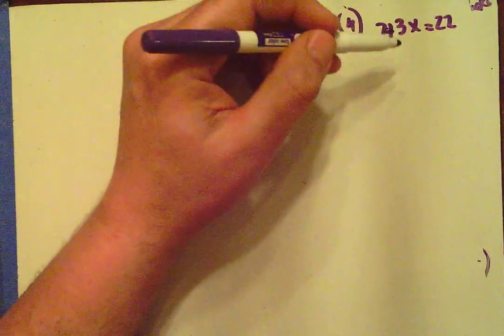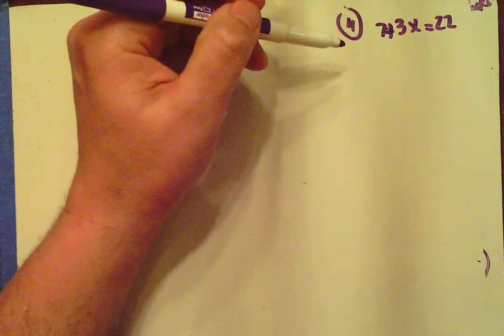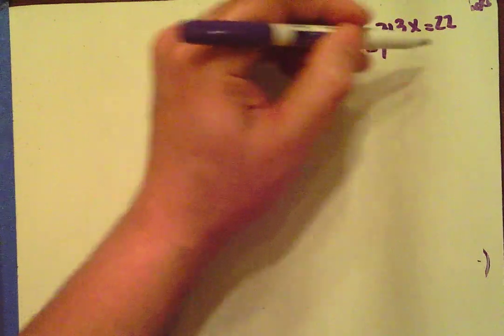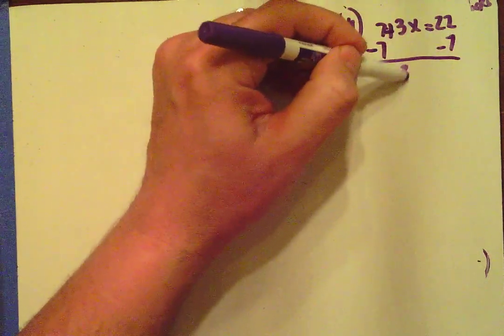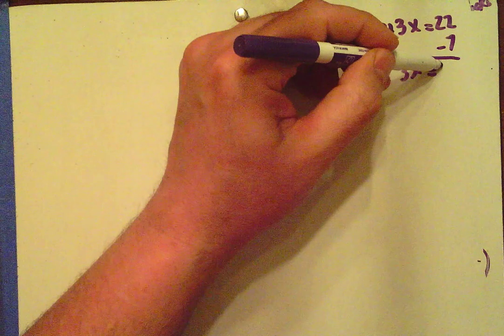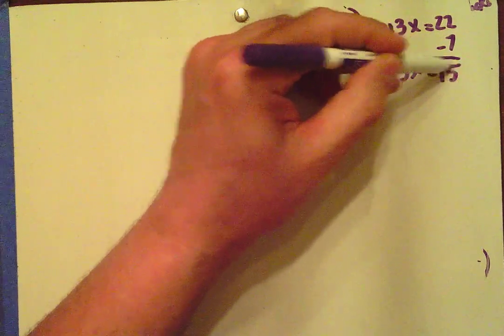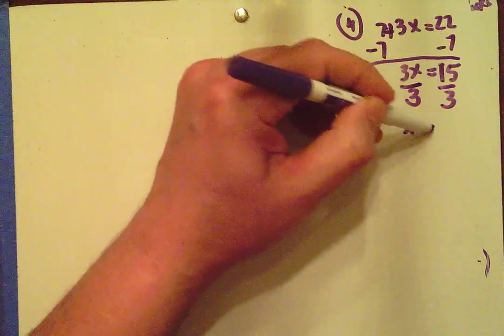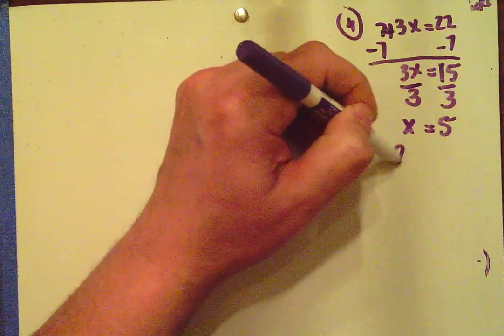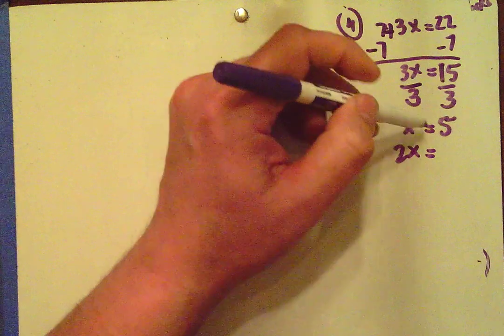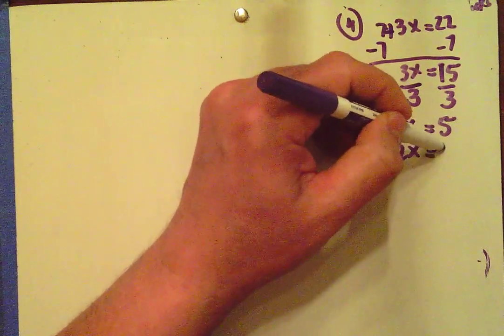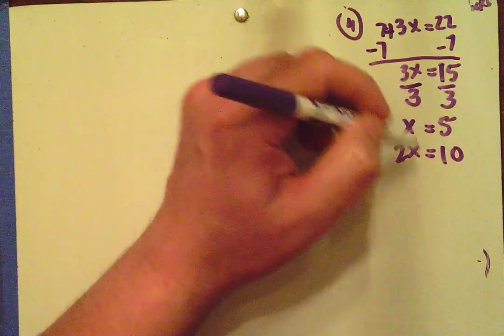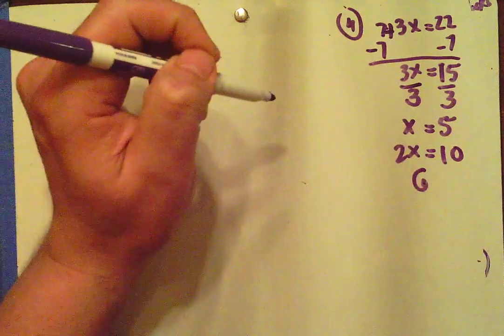7 plus 3x equals 22. And they want to know what 2x is equal to. Well, let's solve this equation for x. So we get x equals 5. 2x, therefore, is 2 times x, or 2 times 5, which is 10. So I get choice G for number 4.